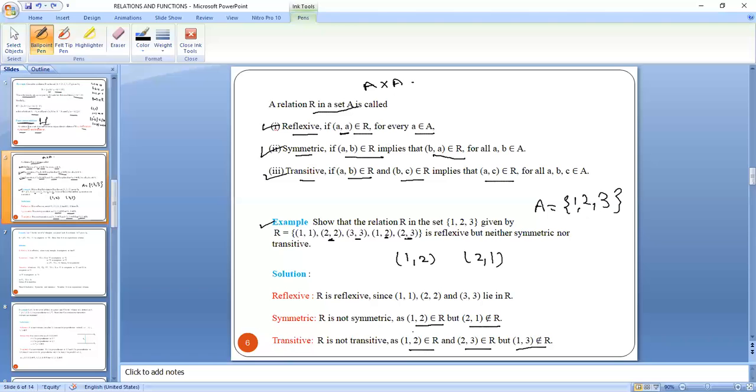But now in this set, 1 comma 2 is there, belongs to R. 2 comma 3 is there, belongs to R. And from these two sets we will check another set, 1 comma 3. Is 1 comma 3 there in the relation anywhere? No. 1 comma 3 does not belong to R. Since 1 comma 3 does not belong to the relation, therefore R is not transitive.